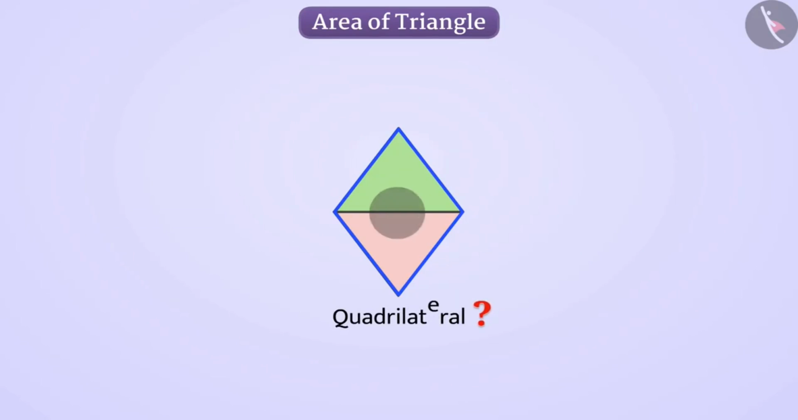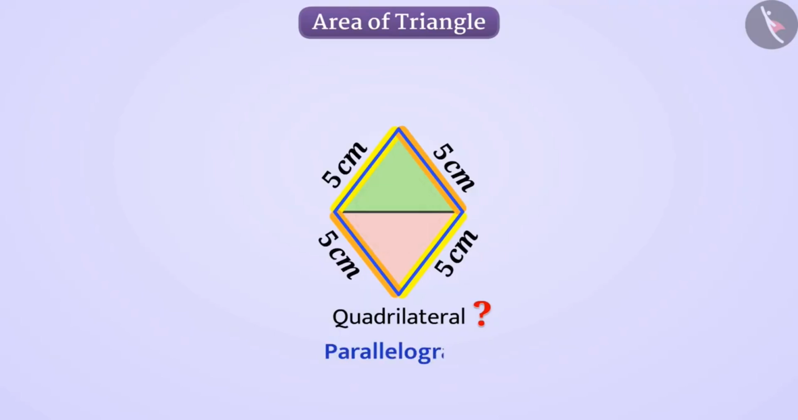Which type of quadrilateral is this? Think. The opposite sides of this quadrilateral are parallel and equal. Therefore, this is a parallelogram.